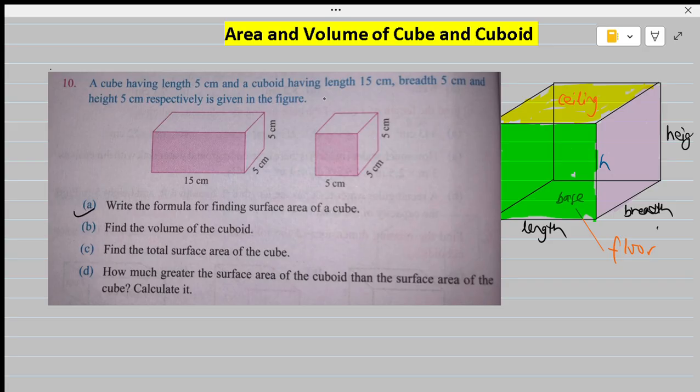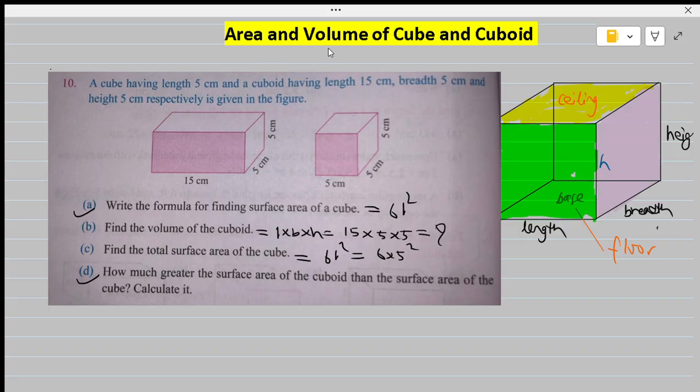Now the first part says to write the formula to find the surface area of a cube. So we know it's already 6L square. Then find the volume of the cuboid, which you do by using L into B into H, so it will be the product of 15, 5 and 5. And then find the total surface area of the cube. This we do as 6L square, so 6 into 5 square you can calculate. And the next part says, how much greater is the surface area of the cuboid than the surface area of the cube.